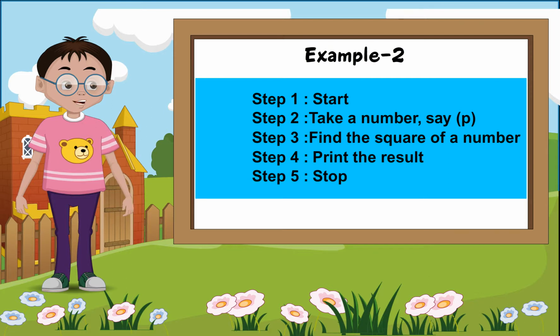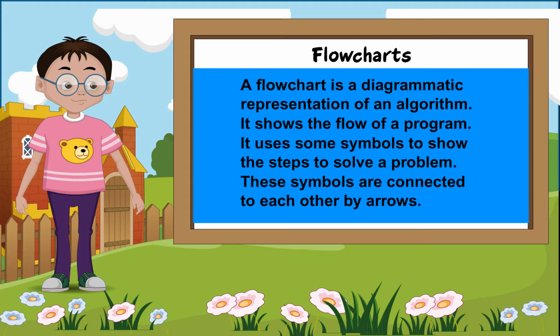Step 5. Stop. Flowchart. A flowchart is a diagrammatic representation of an algorithm. It shows the flow of a program. It uses some symbols to show the steps to solve a problem. These symbols are connected to each other by arrows.